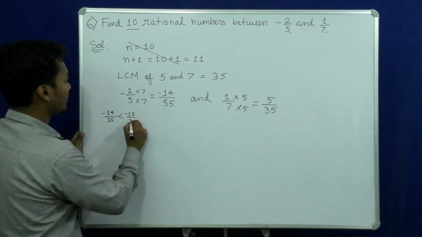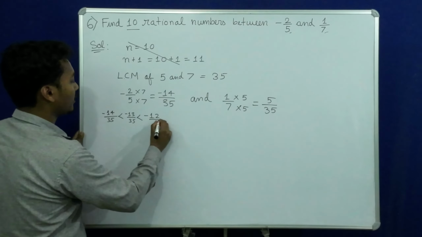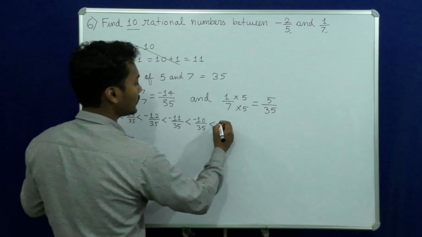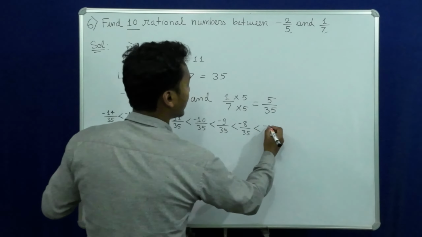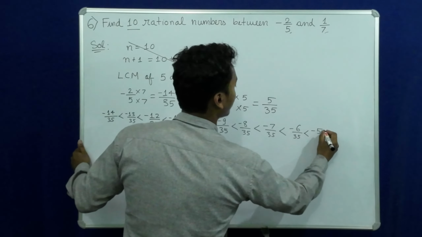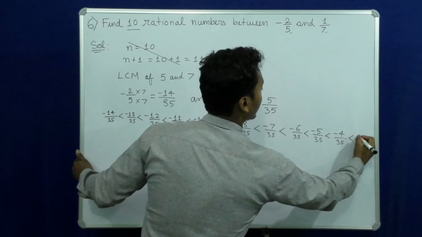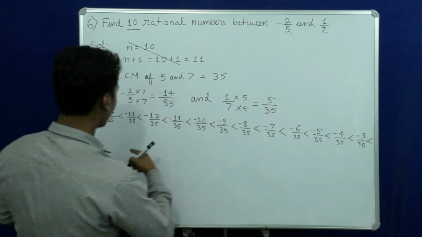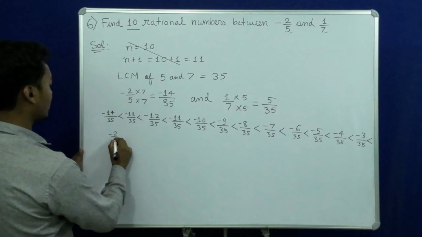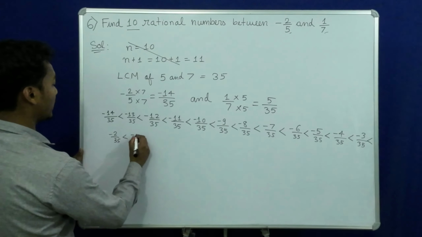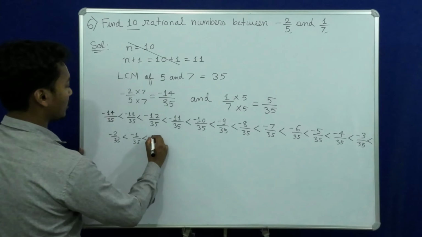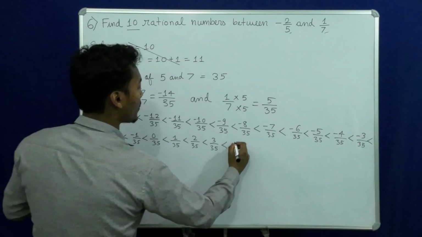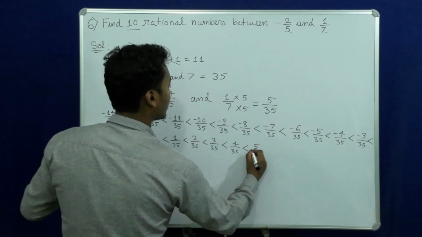Negative 13 by 35, negative 12 by 35 less than negative 11 by 35 less than negative 10 by 35 less than negative 9 by 35 less than negative 8 by 35 less than negative 7 by 35 less than negative 6 by 35 less than negative 5 by 35 less than negative 4 by 35 less than negative 3 by 35 less than, we can continue here, negative 2 by 35 less than negative 1 by 35 less than 0 by 35 less than 1 by 35 less than 2 by 35 less than 3 by 35 less than 4 by 35 less than 5 by 35.